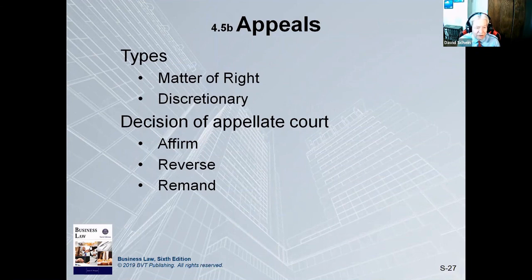A matter of right is, generally speaking, a death penalty case. You have an automatic right to appeal your death penalty case. Discretionary, pretty much everything else.